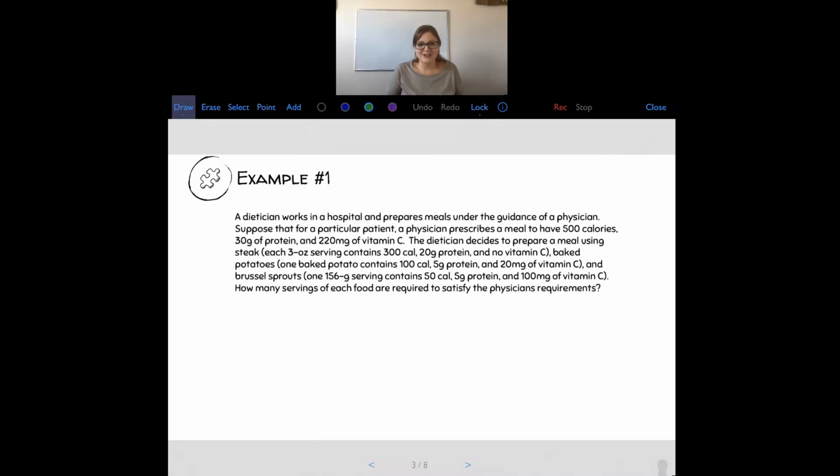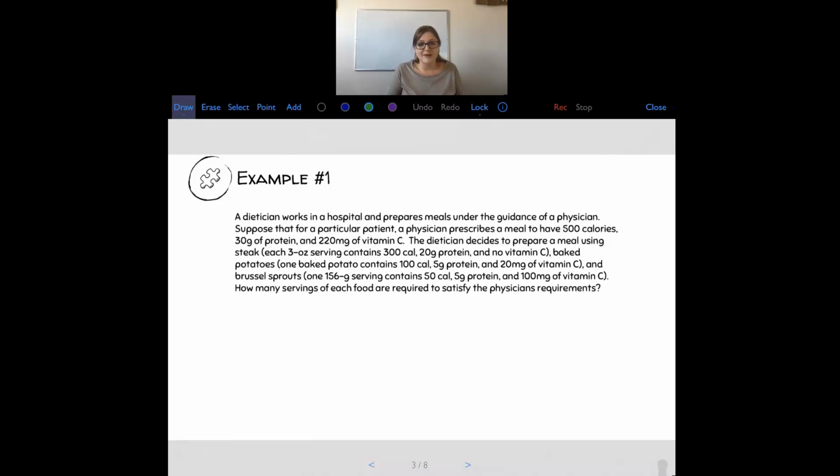Okay. A dietitian works in a hospital and prepares meals under the guidance of a physician. Suppose that for a particular patient, a physician prescribes a meal to have 500 calories, 30 grams of protein, and 220 milligrams of vitamin C. The dietitian decides to prepare a meal using steak, baked potato, and Brussels sprouts, and we're given the nutrition information in terms of calories, protein, and vitamin C for each. How many servings of each food are required to satisfy the physician's requirements?